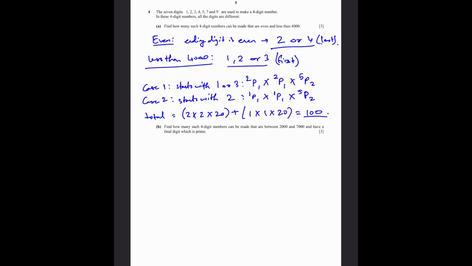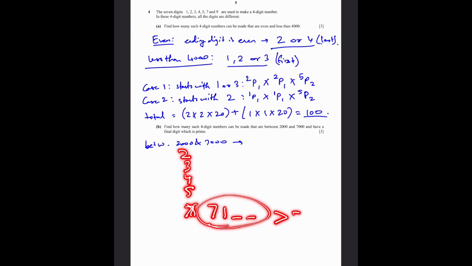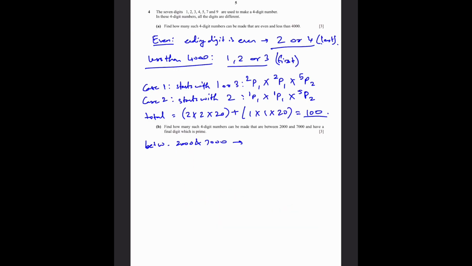Find out how many such 4-digit numbers can be made that are between 2000 and 7000 and have a final digit which is prime. So we have two conditions once again. Between 2000 and 7000. So that means, once again, this is controlled by the starting digits. So it can start with a 2, a 3, a 4, or a 5. But it cannot start with a 7, because if you have a 7, the next digit must be at least a 1. And whatever two digits we have here, this is always greater than 7000, so this cannot work. So the only digits are 2, 3, 4, or 5 at the start. And now the first condition is done.